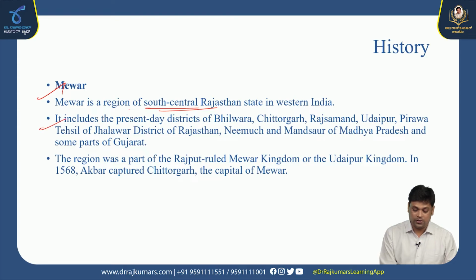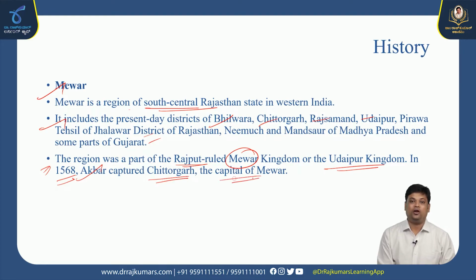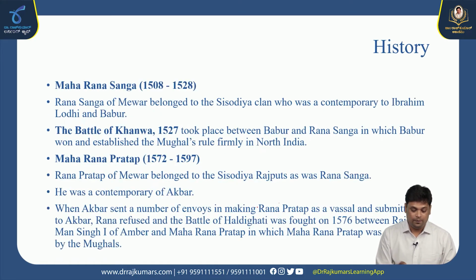It included present day of all these places. The region was part of the Rajput ruled Mewar kingdom, or the Udaipur kingdom. In the year 1568, Akbar of the Mughal Empire captured Chittorgarh, the capital of Mewar. Till that time, it was under the control of the Rajputs.